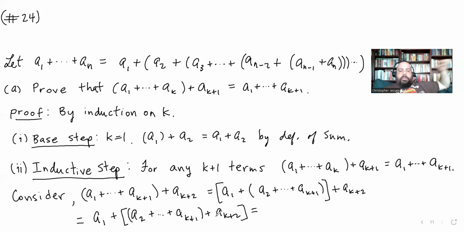Right, and the second thing that's in the brackets, that's a sum of K plus one terms. So that's the same thing as A2 plus dot dot dot AK plus two. Okay, and that's the same thing.